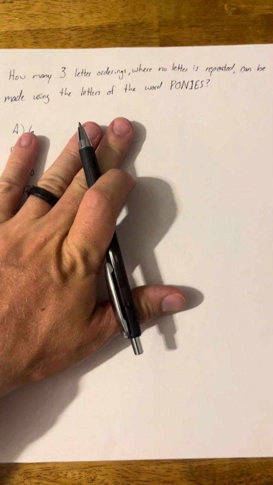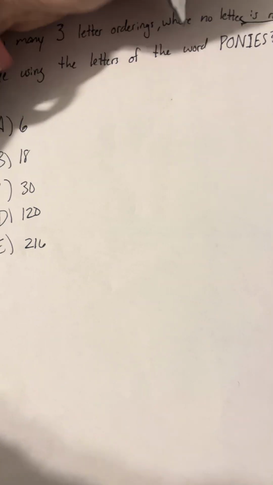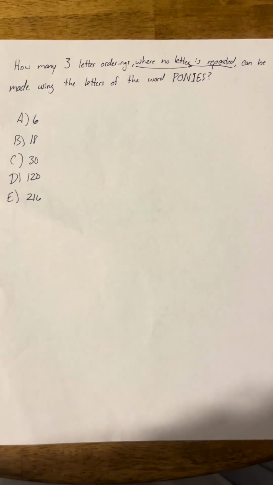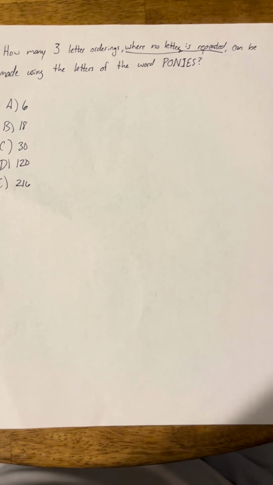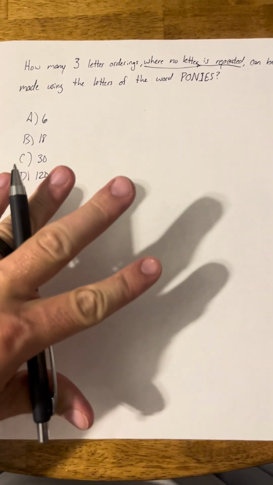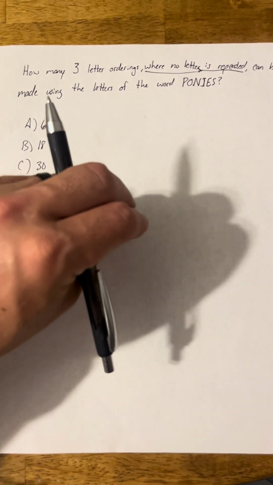And the reason that we can tell that this is a permutation, not a combination, is because of this line right here. It says where no letter is repeated. So that means that the order matters that these are going to be listed in. So this is going to be a permutation problem. If you're asked to order letters or anything like that, that's a permutation, and the permutation formula is n factorial over n minus r factorial.